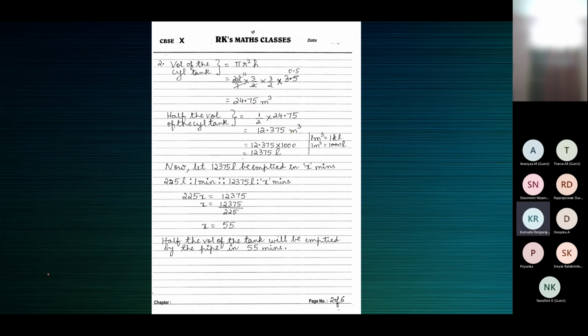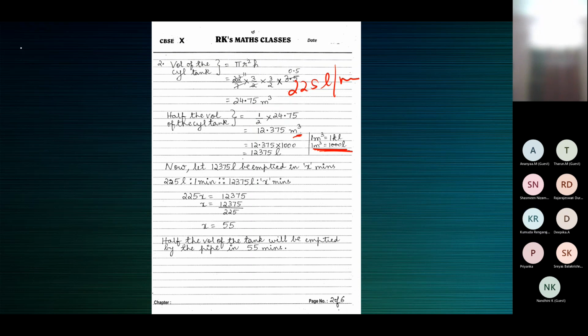Now we need to convert that to liters, because the rate of emptying is given in liters, 225 liters per minute. So convert this meter cube to liters. What's the conversion? 1 meter cube is 1,000 liters. Now if you have a doubt as to whether you should multiply or divide, you can do this. Listen to this.